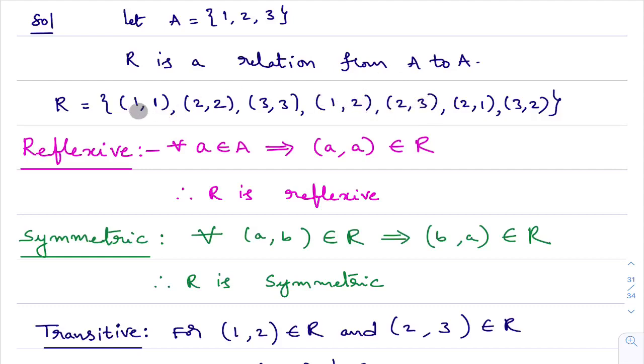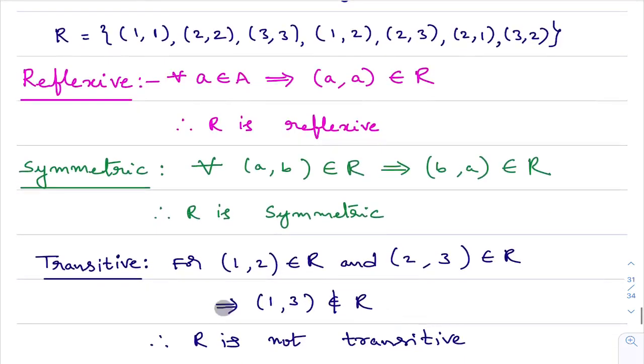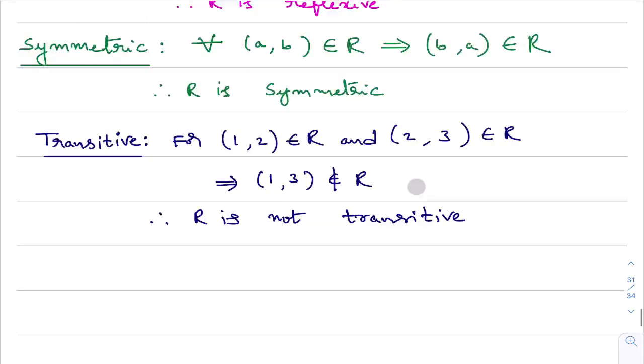Is (1, 3) there in this? No. That means what happened? (1, 2) is there in this relation, (2, 3) is there in this relation, but (1, 3) does not belong to this relation. That means what happened here? The transitive property fails. Therefore, R is not transitive. I hope you understand what I am saying. Therefore, this relation is reflexive and symmetric, but not transitive, right?